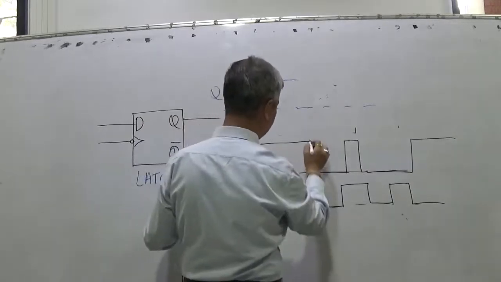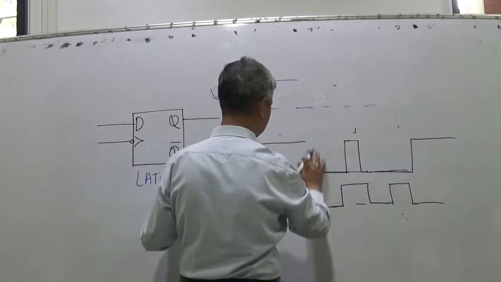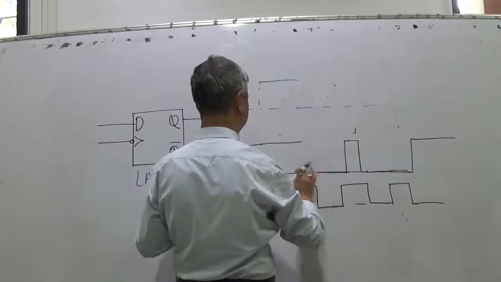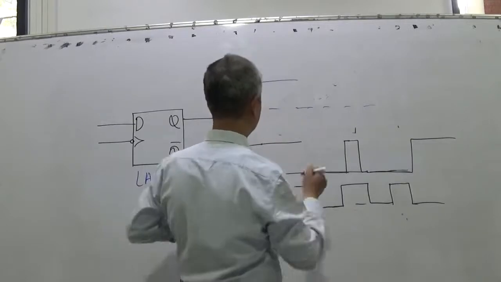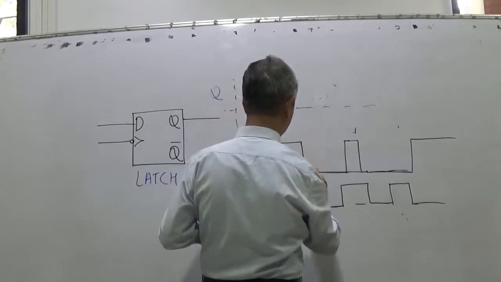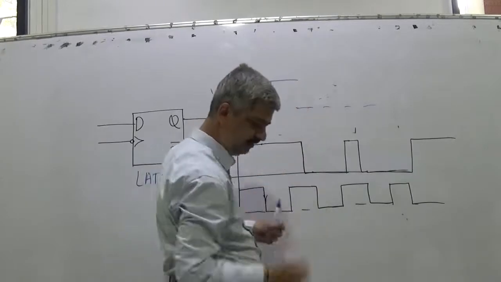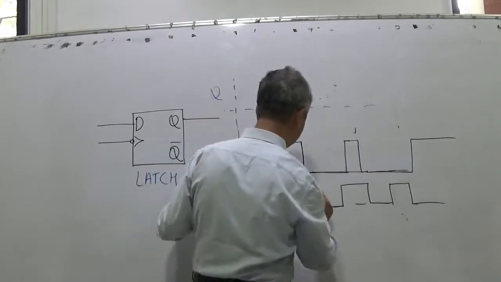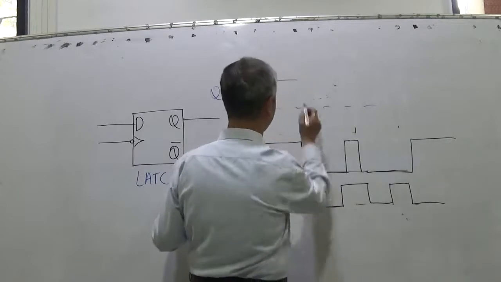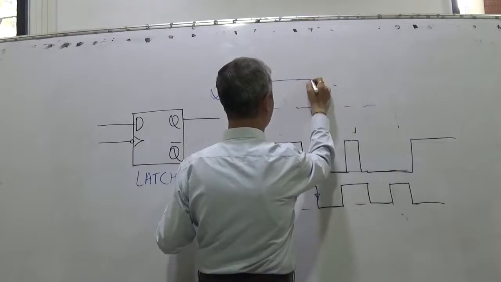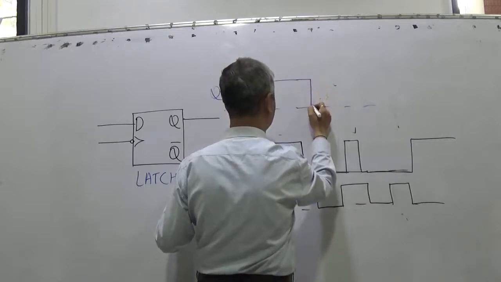Now, nothing is going to happen. Here D has changed. Let us say that input D has changed here. This change will not affect at all. It would be observed at this edge again. What is D at this edge? 0. So at this edge, when the clock goes down, D is transferred to Q.